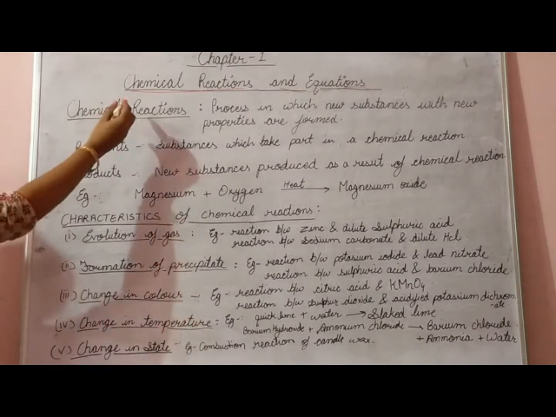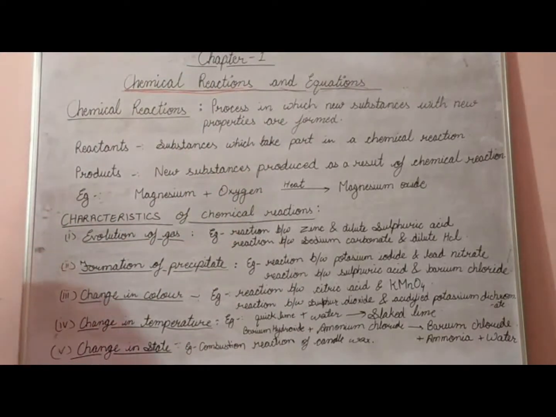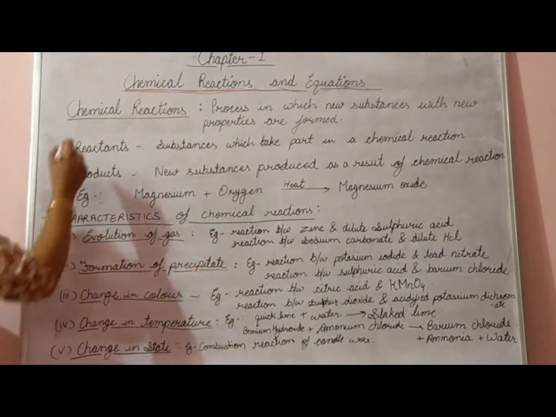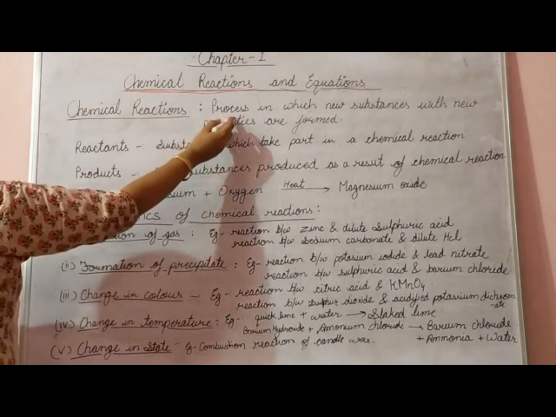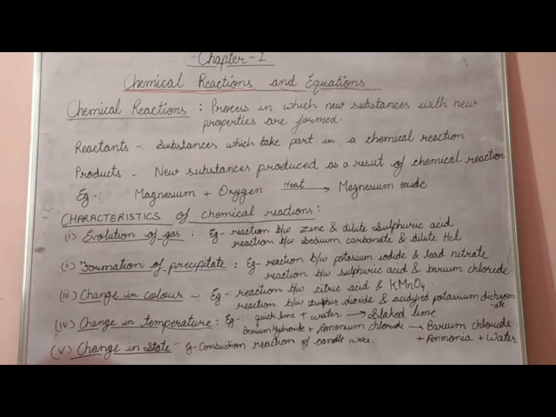The very first thing in the chapter is chemical reaction. Before starting with the chapter, it must be clear to us what chemical reactions basically are. Chemical reactions are the processes in which new substances with new properties are formed. In a reaction, the two reacting substances react to form a new product, and the property of the new product formed will be totally different from the reacting substances. Such a process is known as a chemical reaction.